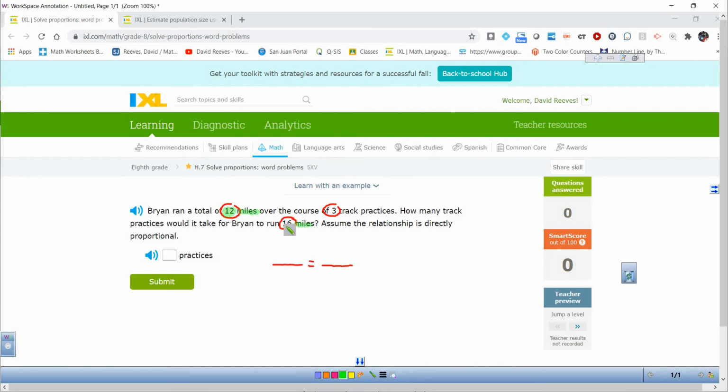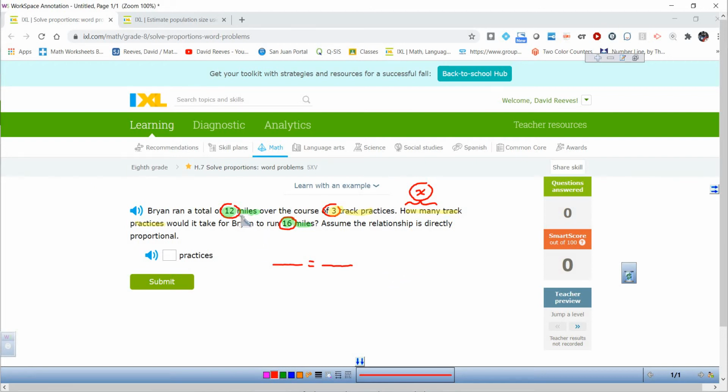So I'm going to try to do some color coding here. And then we have 3 track practices, and then that's what we're trying to find. How many track practices? Okay, and I'm going to use the letter X. So when we see how many, that means it's our unknown, right? So I'm going to call that X. So now we have 4 things, right? We have 12, we have 3, we have 16, and we have X, all right? So now it's just a matter of where we put them. And the good news is you have some flexibility as to how you set them up.